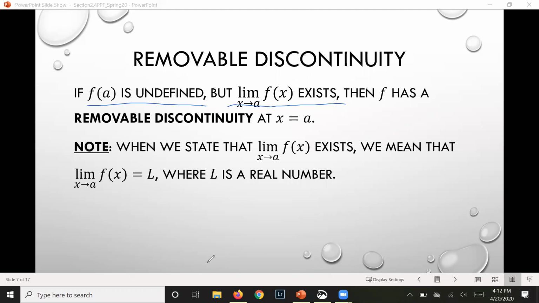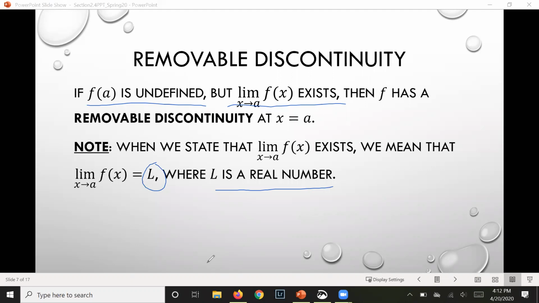And really important here, when we say that the limit as x approaches a of f of x exists, we mean that that limit is equal to some number L, where L is a real number. I should also say L is not some sort of infinity there. It's just a number like 3 or 4 or -1 billion or something like that.